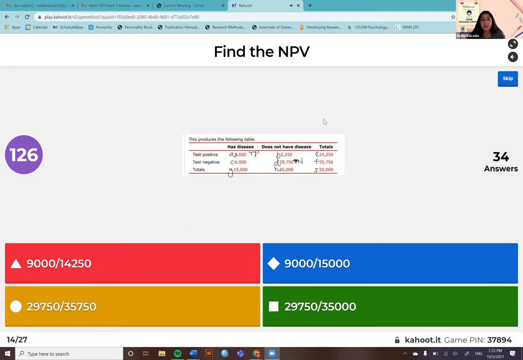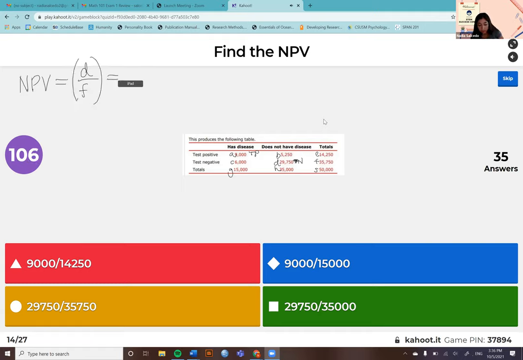All right, since it's slowing down, I'm gonna go ahead and go over it, and I'm not gonna press skip because it's not gonna show me the table. So for NPV, that's basically giving us a person who tests negative and does not have the disease. So that's gonna be T over F.